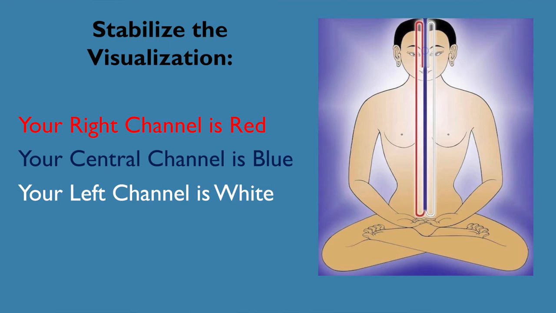And so stabilize that right channel, starting at your right nostril, going all the way up to your crown, curving, and then going down along the side next to your spine, slightly in front of it. And it goes all the way down to about four finger widths below the navel and hooks into the central channel. Red channel is right.